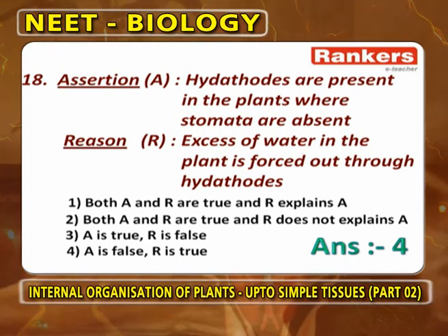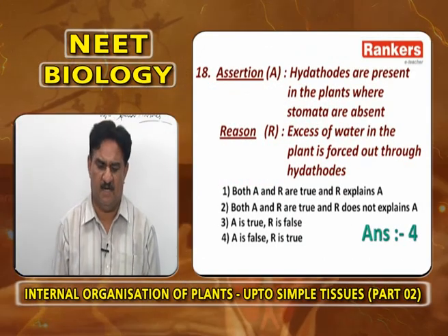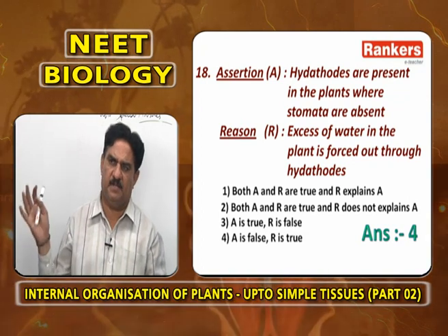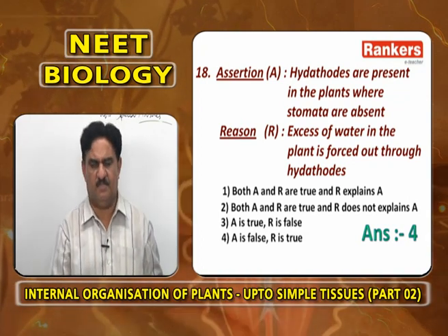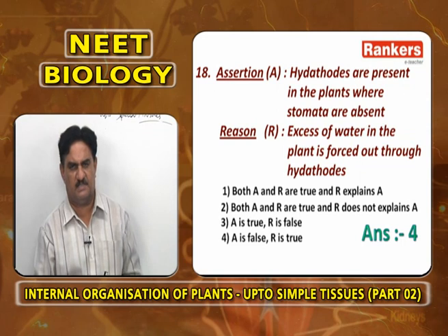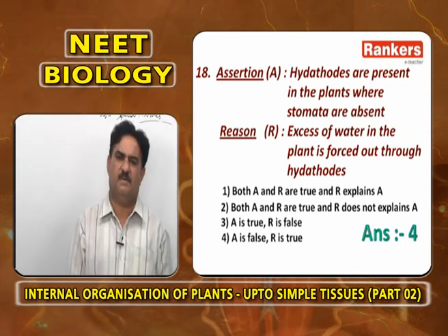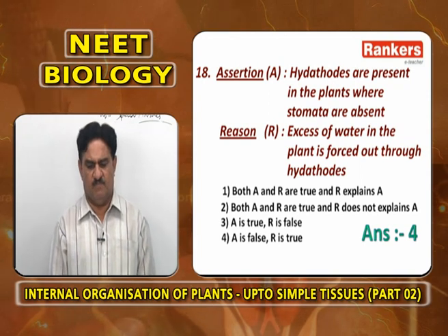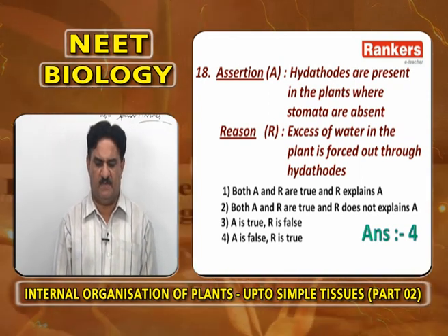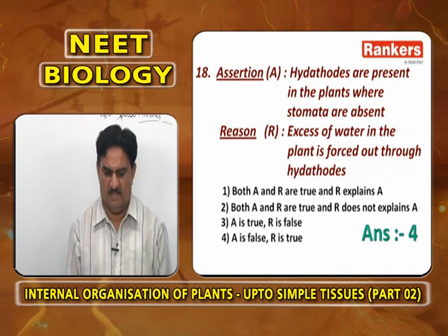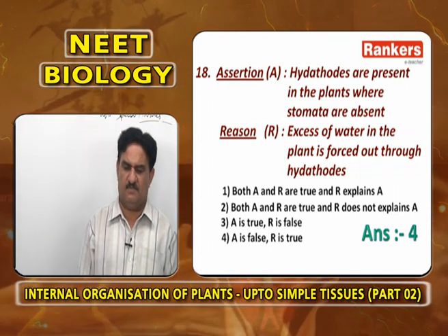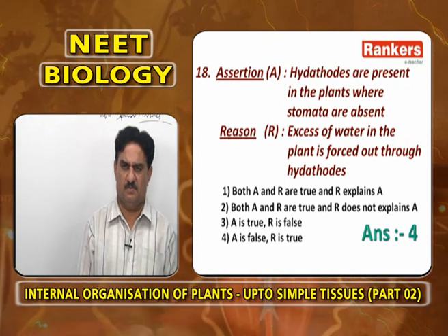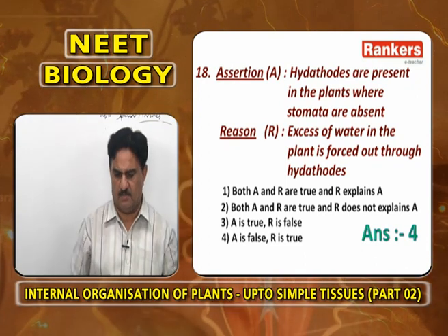Even when stomata are present in the leaves, stem and other parts, hydathodes are present and help in guttation. Stomata perform their own function, transpiration, the loss of water in the form of water vapor. Hydathodes perform their own function, loss of water in the form of water droplets, that is guttation. So the assertion is wrong. The reason, that excess of water in the plant is forced out through hydathodes, is correct. So A is false, R is true.